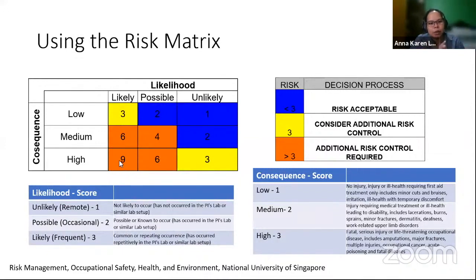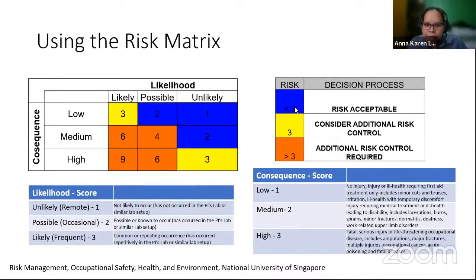So the scoring is 1, 2, 3, and then to get the risk, you just need to multiply. Unlikely and low consequence, that is 1 times 1, which equals 1. If it's, for example, likely, 3, and low consequence, that is 1 times 3, so the risk level is 3. If it's likely but medium consequence, that is 2 multiplied by 3, so that is 6. And from there, you can determine the risk level and the decision process.